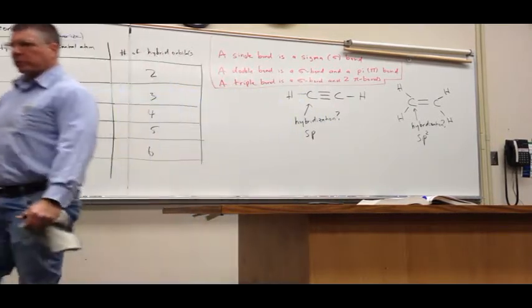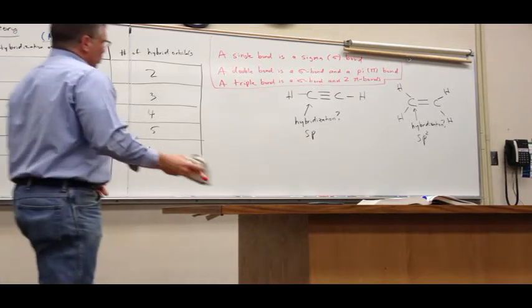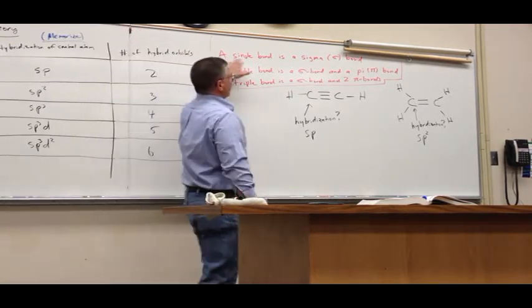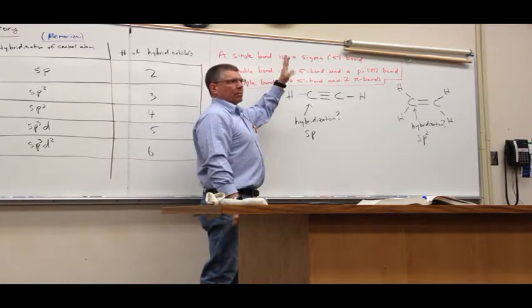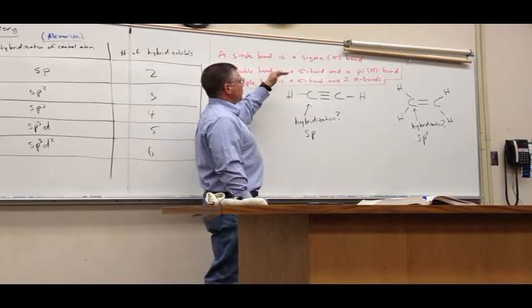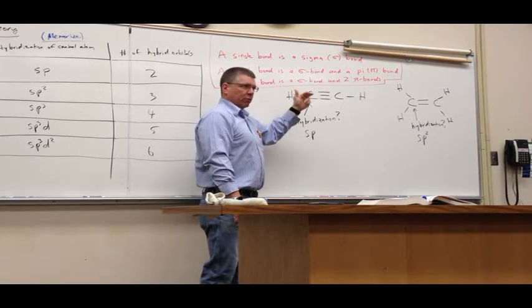So we've been drawing Lewis structures up to this point and getting single, double, and triple bonds. A single bond is what we call a sigma bond, and I'm going to define sigma and pi for you in a second. A double bond is a sigma and one pi. A triple bond is a sigma and two pi's.